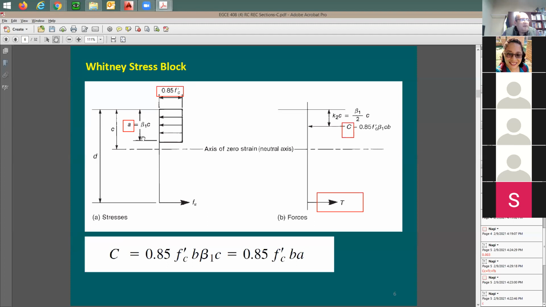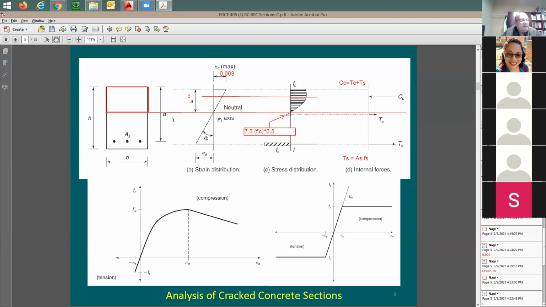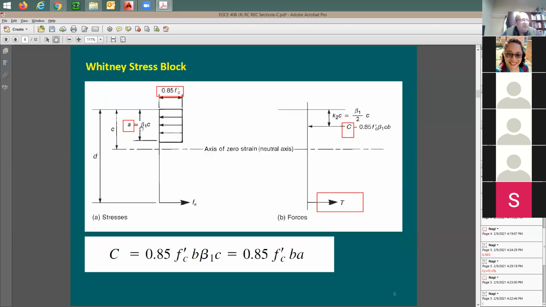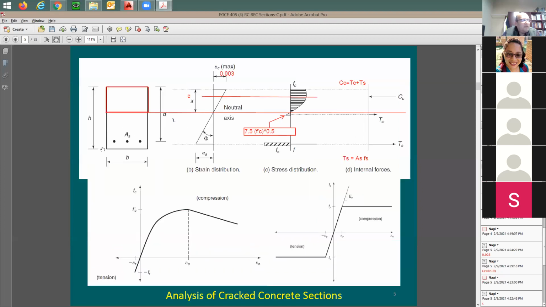How about this compression block depth? We are gonna relate it to the depth of the neutral axis, which is the lowercase c. This lowercase c, we're gonna reduce it by a factor of beta one. So what is beta one? It's just a reduction factor to take it from the c to the a for the stress distribution. Now, this stress here is gonna be applied over a width of b.